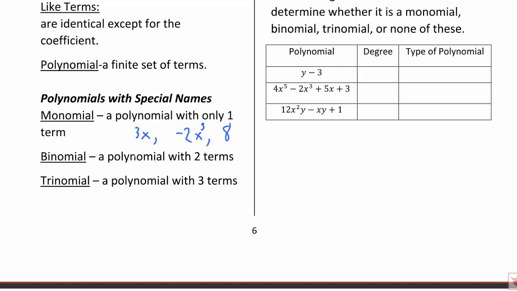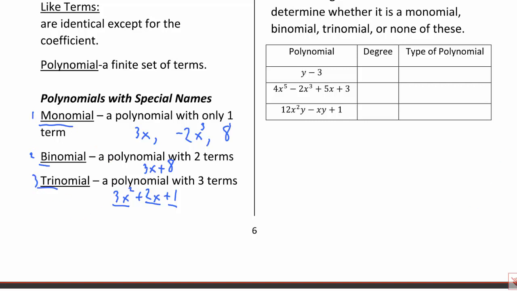Now, a binomial is a polynomial with two terms. For example, 3x plus 8. Notice that a binomial is just two monomials added together. A trinomial is the same thing, kind of like a binomial. Say it's 3x squared plus 2x plus 1. So 3 terms. Tri means 3, bi means 2, mono means 1. So 1, 2, 3.